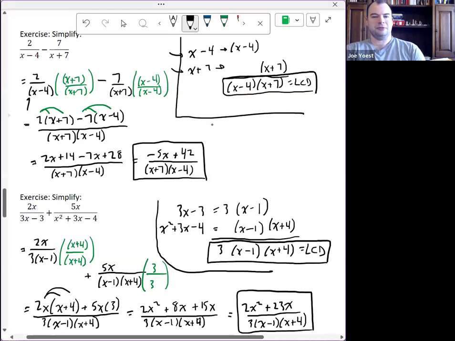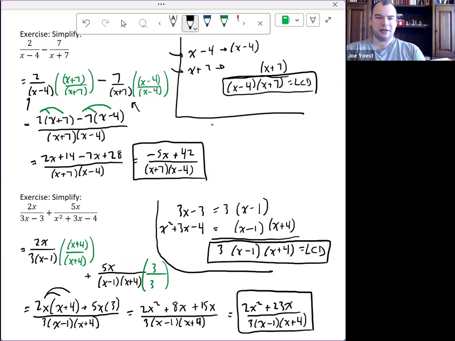For my first fraction, 2 over x minus 4, I need to multiply the denominator by x plus 7 to make the LCD. And I need to multiply the numerator by the same thing so I don't change the value. And similarly for the second fraction, 7 over x plus 7, I need to multiply the denominator by x minus 4 and the numerator as well.